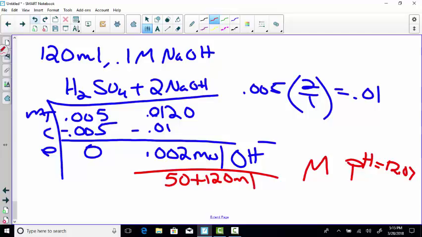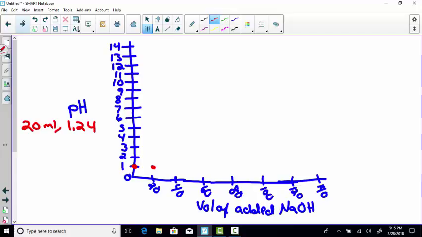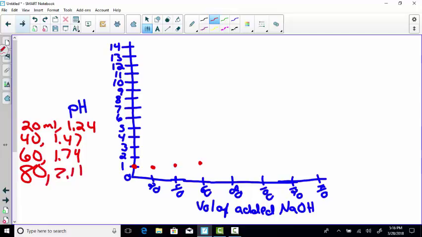Okay, the last thing we should do is graph everything. So I'm just going to come over here. We've already done 20. So at 40 milliliters, we were at 1.47 pH. So 40, 1.47, right in there. At 60 milliliters, we were at 1.74. So 60, we're not creeping up here very fast, are we? At 80 milliliters, we're at 2.11. So at 80, we just barely crossed the 2 zone. So we're right in there.